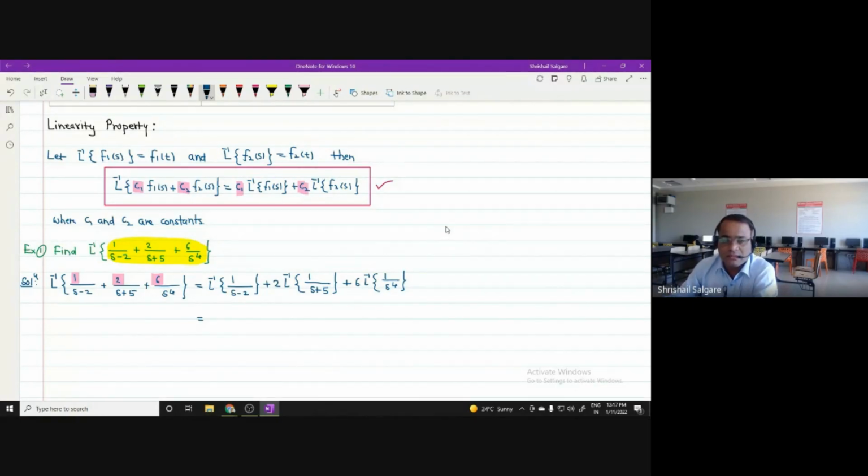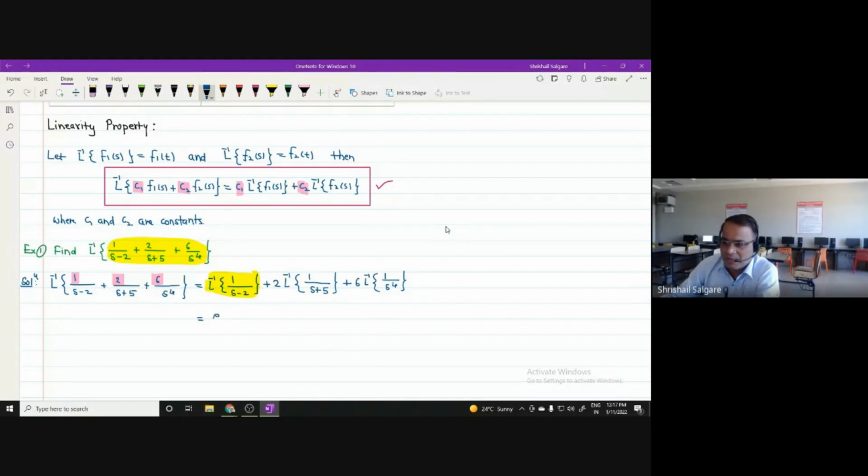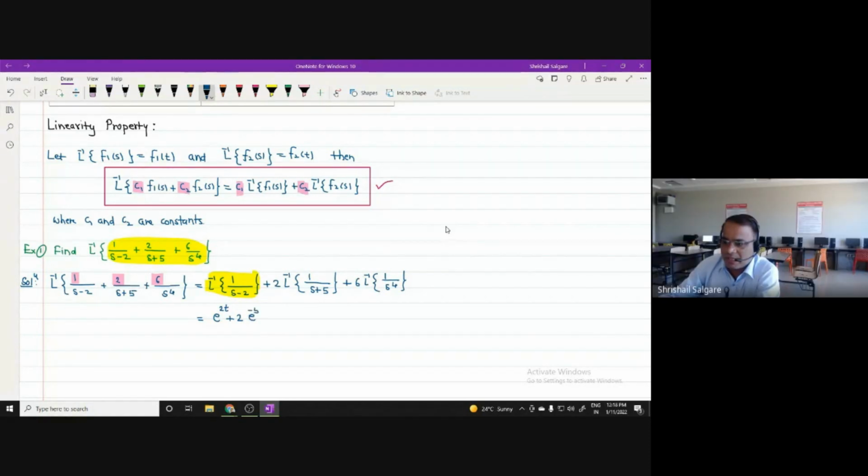Neeraj, tell me the inverse Laplace of the first term. I am highlighting that. What is the answer? E raised to the power, minus means plus, opposite sign, so plus 2t. Very good. So plus next one, plus 2 times. Next I will take the name Onkar. E raised to minus 5t. Very good. E to the power minus 5t plus 6.